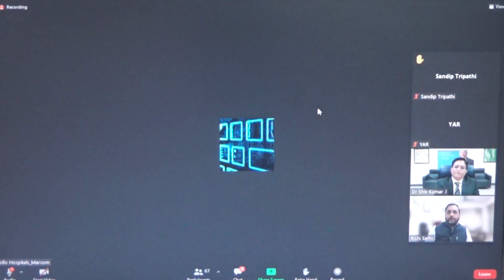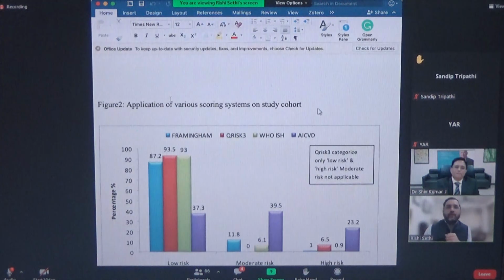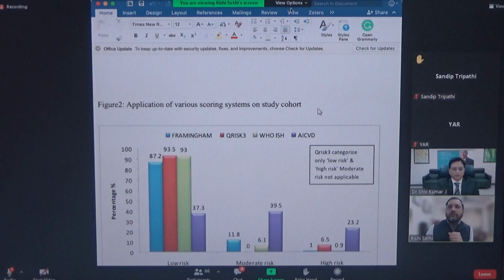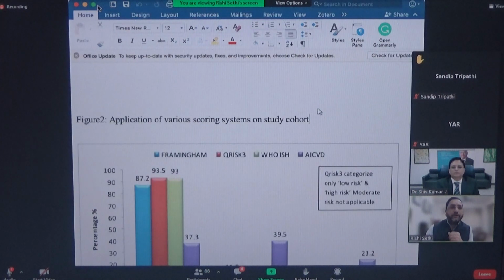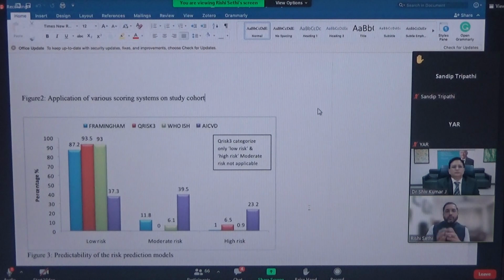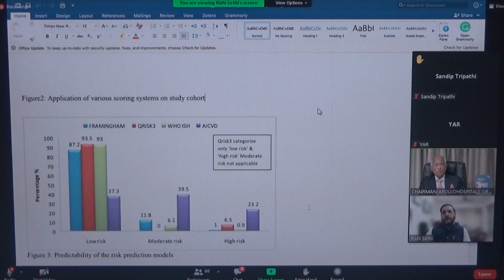Yeah, sure. So this is one of the slides from this paper, and I go to screen mode here. So what we saw was that we studied 3 risk scores: Framingham, WHO, and QRISK scores, which were already available and applied across various patient populations, and we compared them to the purple bar of the AICVD risk score.